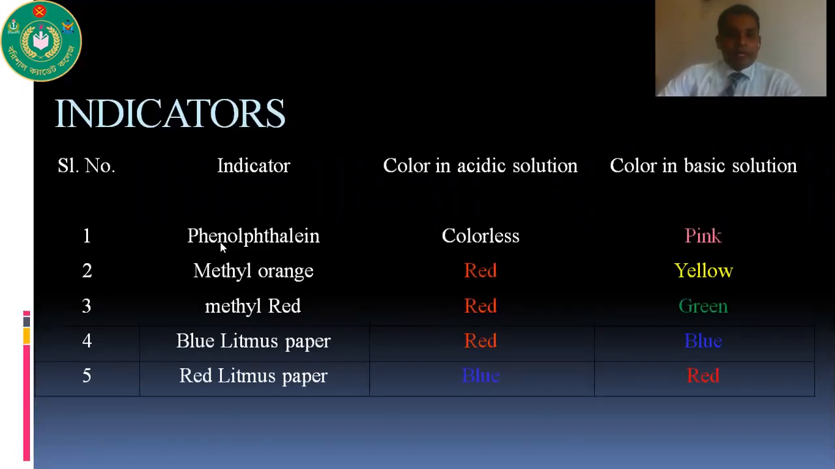Here are some examples. For example, phenolphthalein. In acidic medium, it is colorless, but in basic medium, it is pink. Methyl orange: in acidic medium, it is red in color, and in basic medium, it is yellow. In the case of methyl red, in acidic medium, it is red, and in basic solution, it is green. Blue litmus paper, in acidic medium, it is red, and in basic medium, it is blue. And red litmus paper, in acidic medium, it is red, and in basic medium, it is blue. So an indicator indicates whether a substance is acidic, basic, or neutral by changing its color in acidic solution or in basic solution.